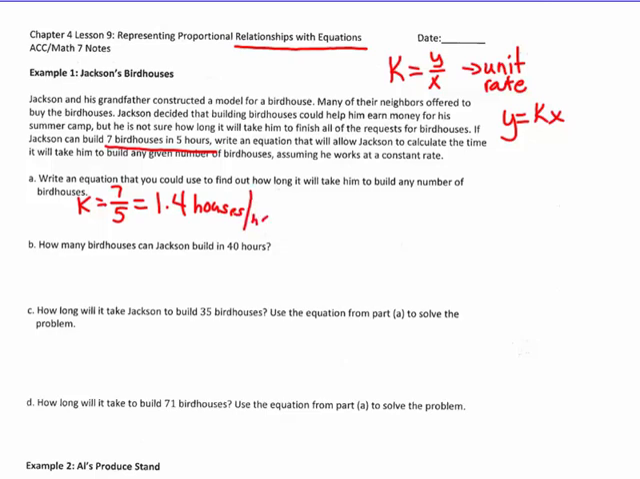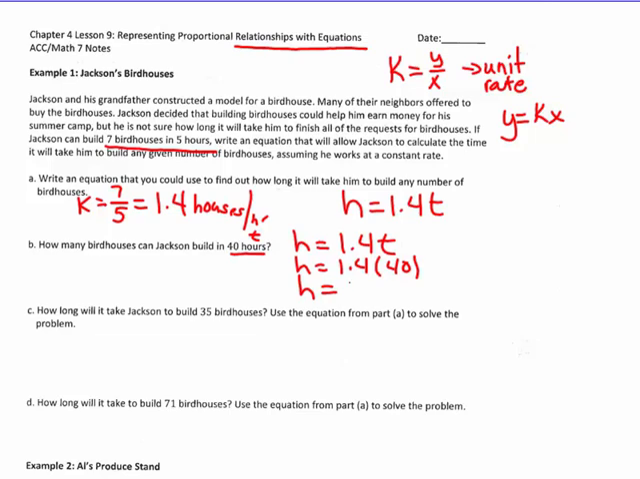All right, so now it says write an equation. So my equation, and again, you can use y and x. I'm going to use houses and hours, or time, I should say. So the number of houses equals 1.4 times the time. All right. How many birdhouses can Jackson build in 40 hours? So we're going to use our equation each time we do this. So h equals 1.4t. This is your time. So I'm going to put that in, 40. And when I solve my equation, that's going to give me 56 houses.